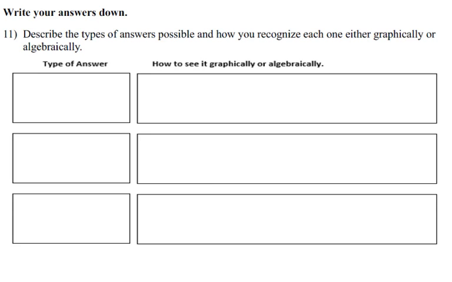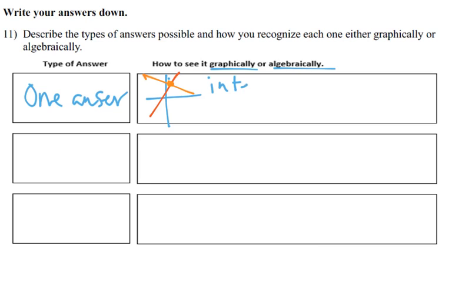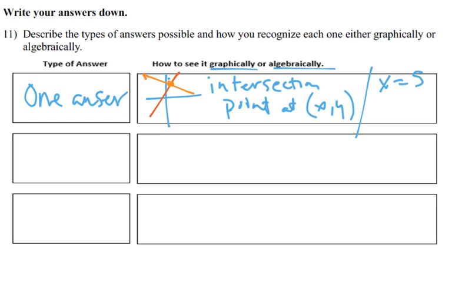Okay, number 9. So what types of answers do we have, and how do we see it graphically or algebraically? Well, we've got one answer, right? How do we see it graphically? Well, two lines intersect, right? So it's an intersection point at the point x comma y. Algebraically, we get x equals a number and y equals a number. Okay?